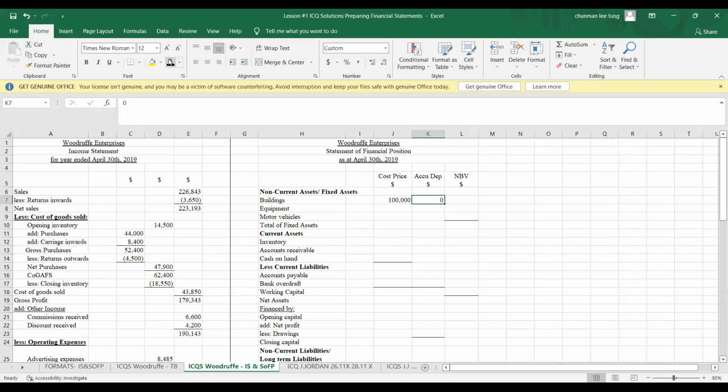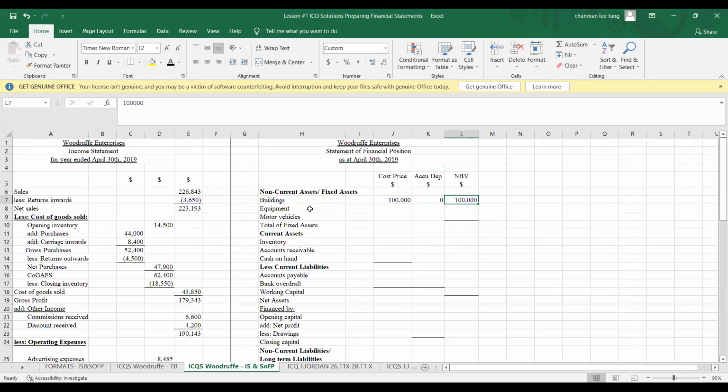Because this question is so straightforward, there was none, luckily. So we just put a 0. Not all the time will it always be 0, you guys. And we just minus it. So our cost price minus our cumulative depreciation will give us our net book value, also called NBV, net book value.